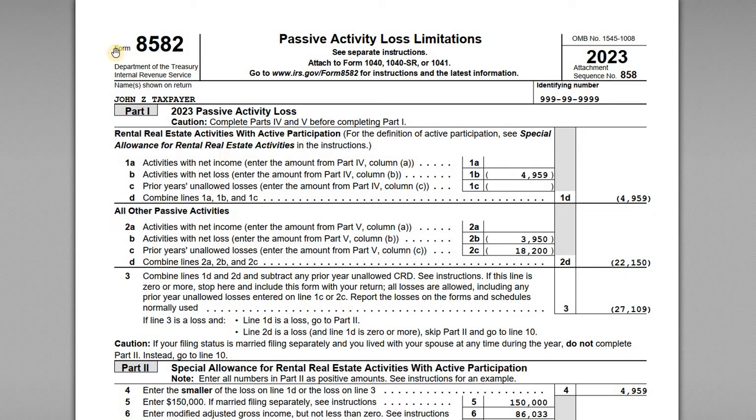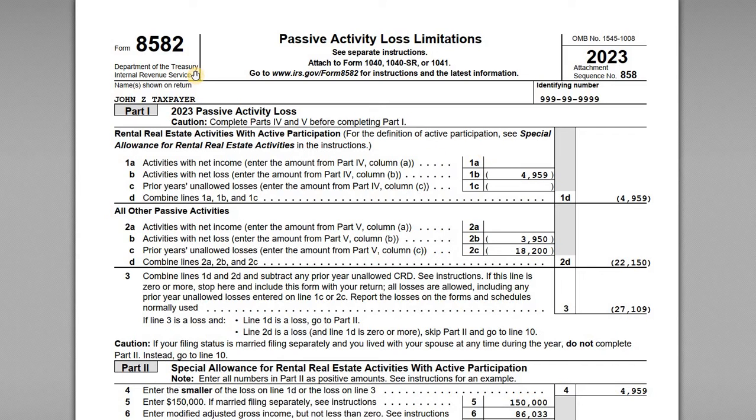Alright, for this video I want to go over sample Form 8582 for the passive activity loss limitations. In this scenario we're going to have a taxpayer that has some investments in partnerships that are passive activities, but he also has a rental property where he actively participates in the management, and so he's going to be claiming this special allowance for rental real estate activities to claim a loss up to $25,000.